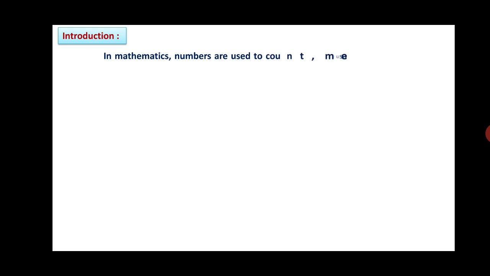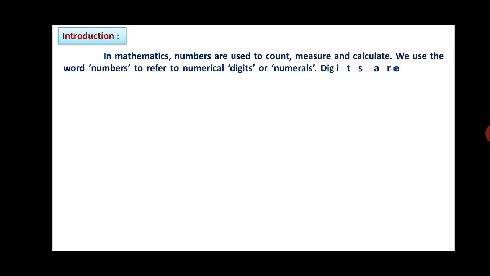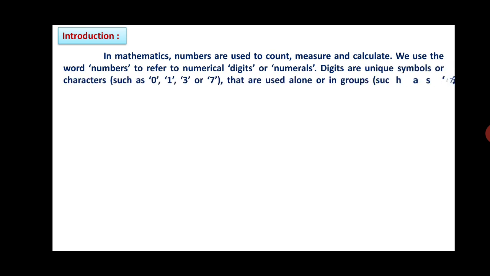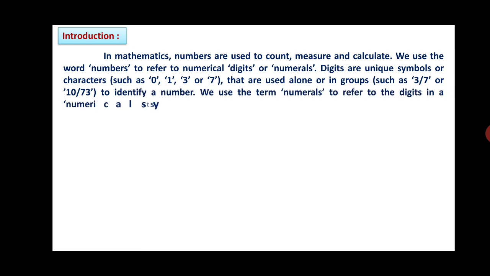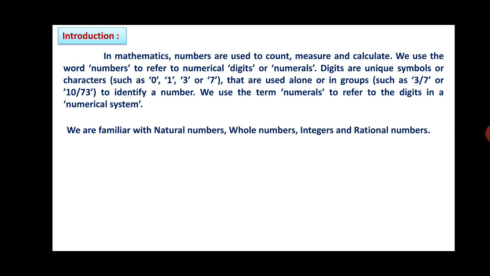So, friends, in mathematics, numbers are used to count, measure, and calculate. We use the word numbers to refer to numerical digits or numerals. Digits are unique symbols or characters such as 0, 1, 3, or 7. We use the term numerals to refer to the digits in a numerical system. We are familiar with the natural numbers, whole numbers, integers, and rational numbers.